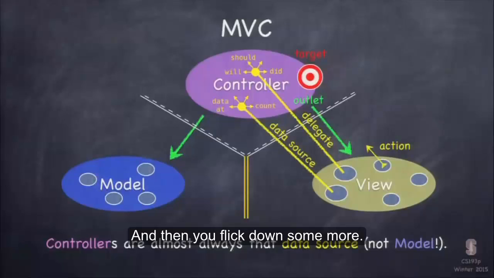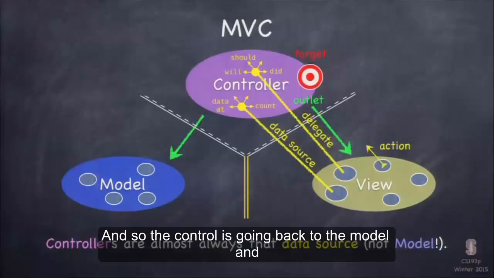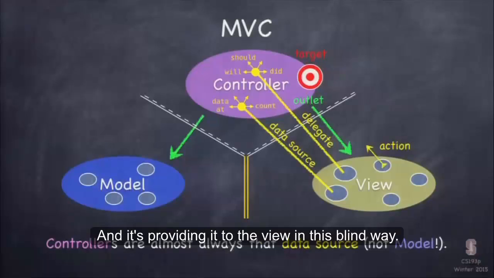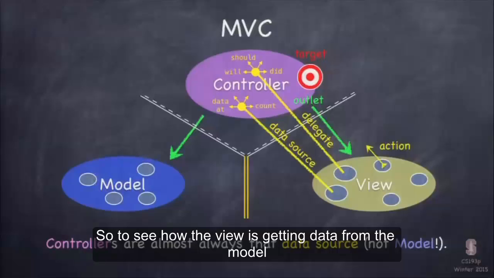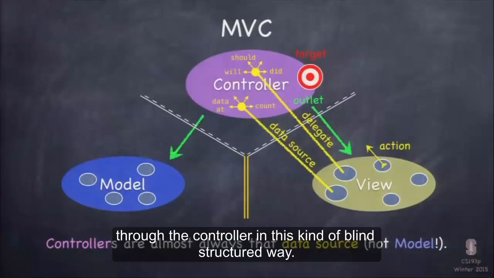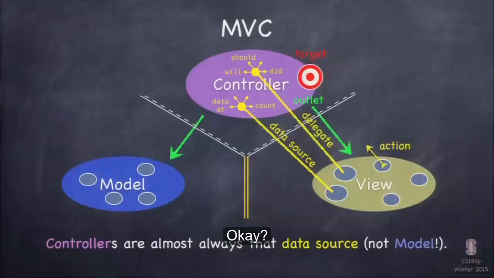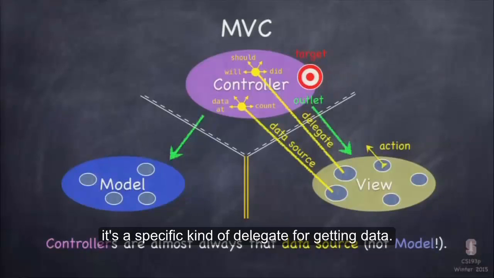You see what I mean? And then you flick down some more. Now it's saying 250, 10 more items. And so the controller is going back to the model and saying, give me more data, and it's providing it to the view in this blind way. So see how the view is getting data from the model through the controller in this kind of blind, structured way? Okay? That makes sense to everybody? So data source is just a kind of delegate. It's a specific kind of delegate for getting data.